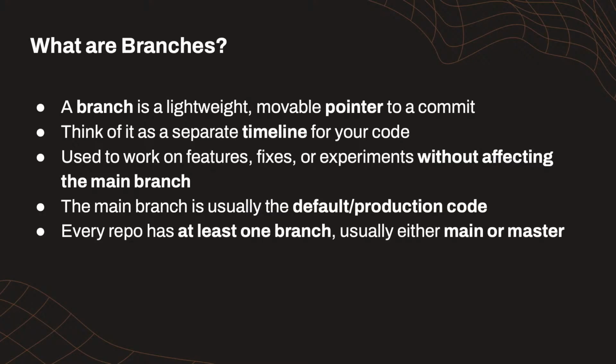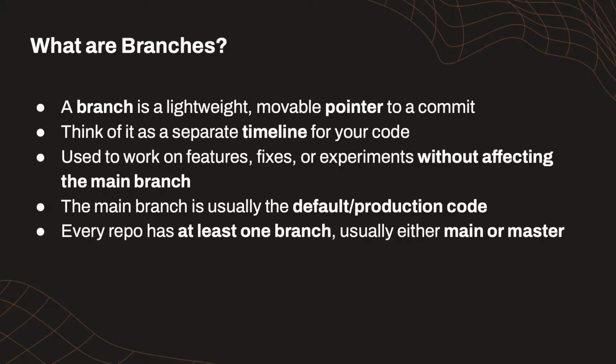So now I mentioned branches before, but what exactly are branches? Branches are basically a lightweight movable pointer to a commit. You can think of it as a separate timeline for your code. You make different changes and they have different timelines that split. It's basically used for working on different features, fixes, or experiments without affecting the main branch. The main branch is usually the default or production code. So you don't want anything bad to happen on the main branch. That's why you work on different branches.